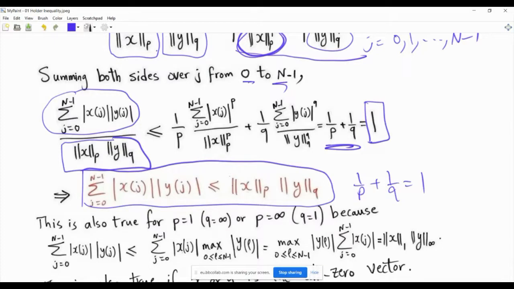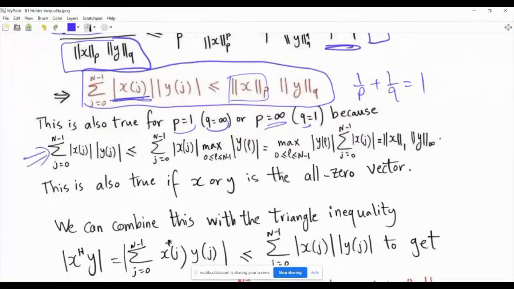So if x is the all-zero vector, this norm will be 0, and all the components of x will be 0, and so this summation will also be 0. So 0 less than or equal to 0, which is a correct mathematical statement. So this is true for the situation where one or both vectors are the all-zero vector, and also you can go to the boundary cases. If you set p equals 1, which means that q is infinity, or vice versa, again you get something that is true, and you can verify this as a special case if you wish.